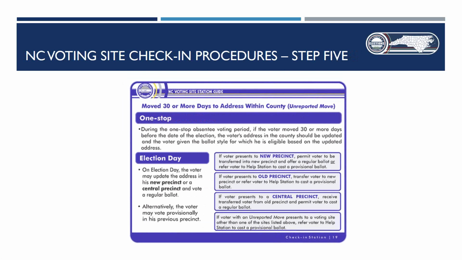Okay, so this is where we address the move of 30 or more days to an address within the county. And for this webinar, we're focusing on one-stop in particular. So if the voter moves 30 or more days before the date of the election, the voter's address should be updated, and the voter given the ballot style for which they're eligible based on the updated address.